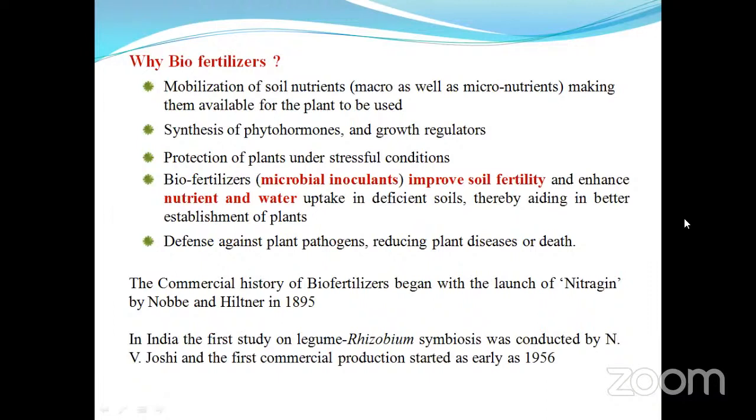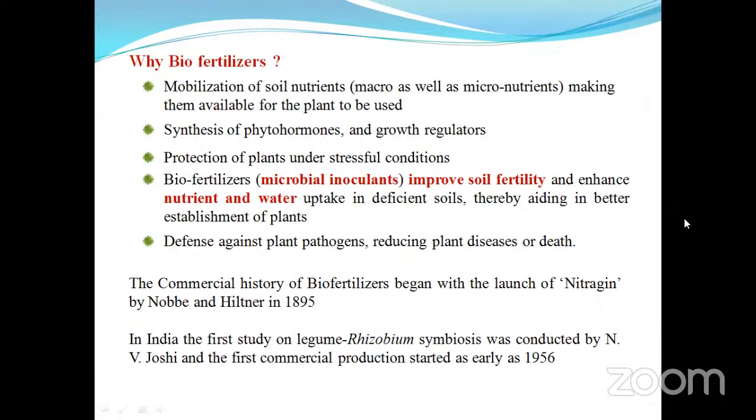So why are biofertilizers needed? The first and foremost work the microorganisms or biofertilizers do in soil is mobilization of soil nutrients. We have macronutrients as well as micronutrients, and we know that microorganisms are the driving force for the nutrient cycle in soil. The next thing is the synthesis of phytohormones. You must have heard about plant growth promoting rhizobacteria or PGPR. Those microorganisms secrete phytohormones or growth regulators in the root zone or inside the plant, and they help in further growth and development of the plant.